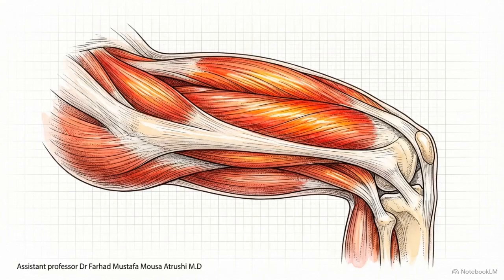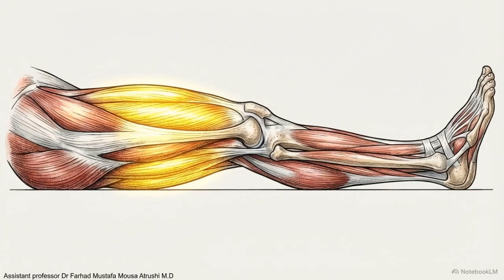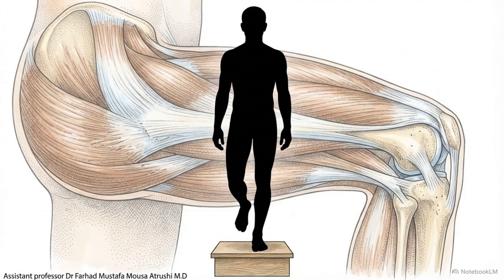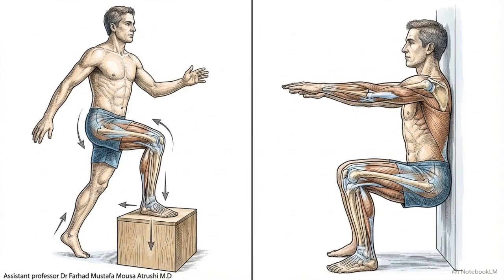Phase 2 introduces isometric strengthening. By statically contracting the quadriceps and hamstrings, tightening the muscles without actually moving the joint, the patient builds muscular endurance without placing stress on the joint capsule. Phase 3 progresses to functional isotonic strengthening. These are weight-bearing movements through a range of motion, utilizing exercises like quadriceps step-ups and precise wall slides.